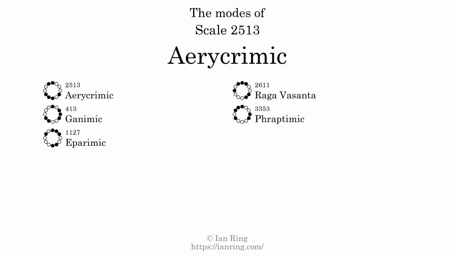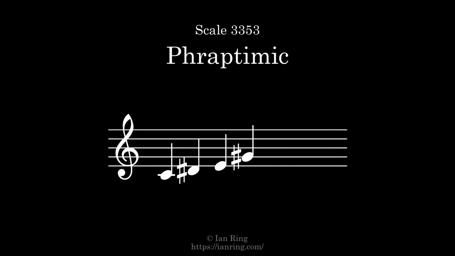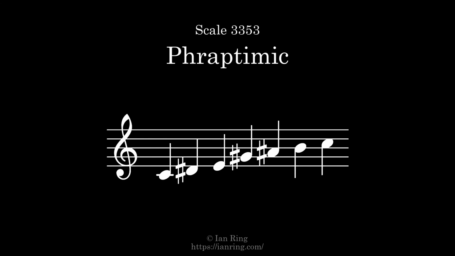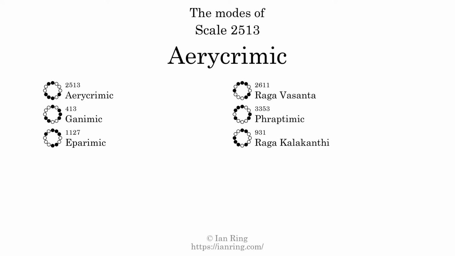The fifth mode is scale 3353, also known as Fractimic. It sounds like this. The sixth and last mode is scale 931. Also known as Raga Kalakanthi. It sounds like this.